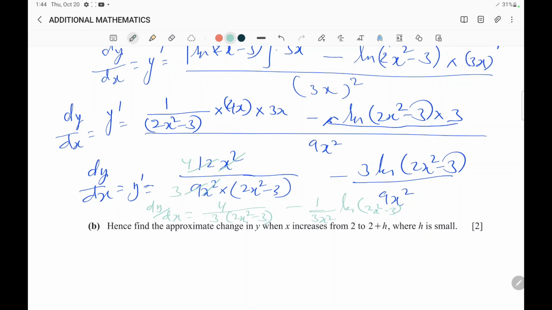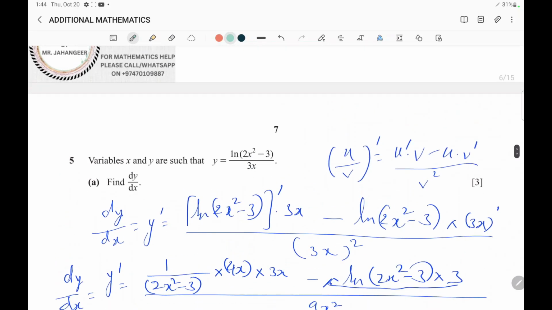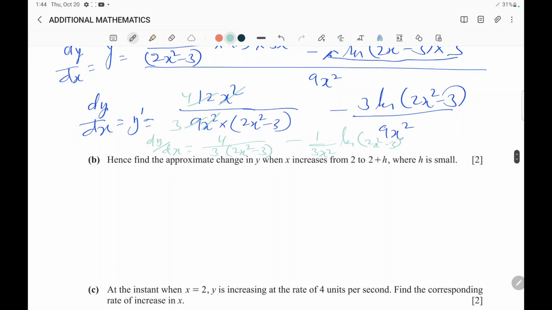So it is just a differentiation. I don't think this is a very difficult problem. If you know the quotient rule, then you can definitely solve that. Okay, now move to the next question.